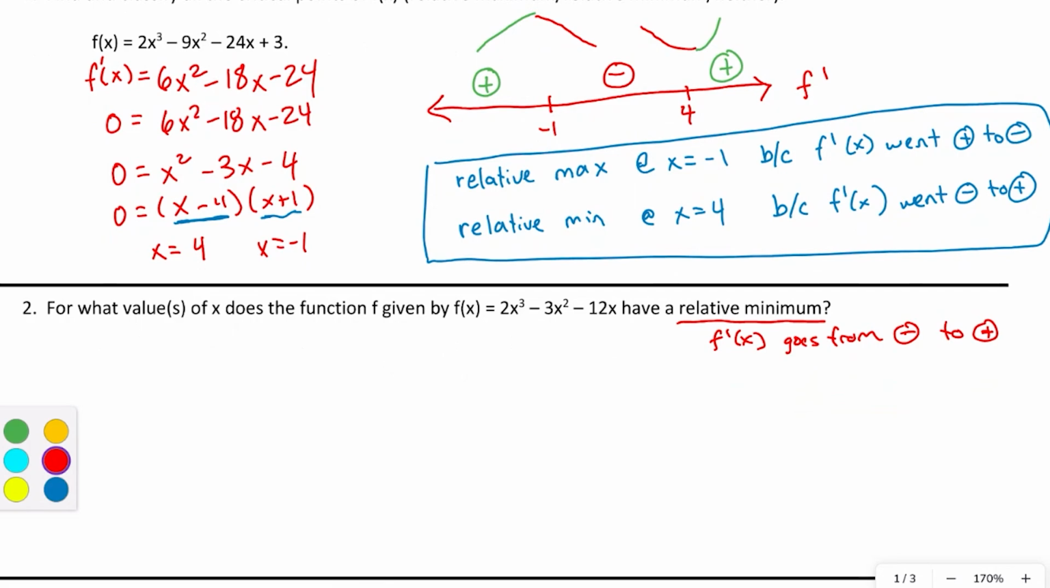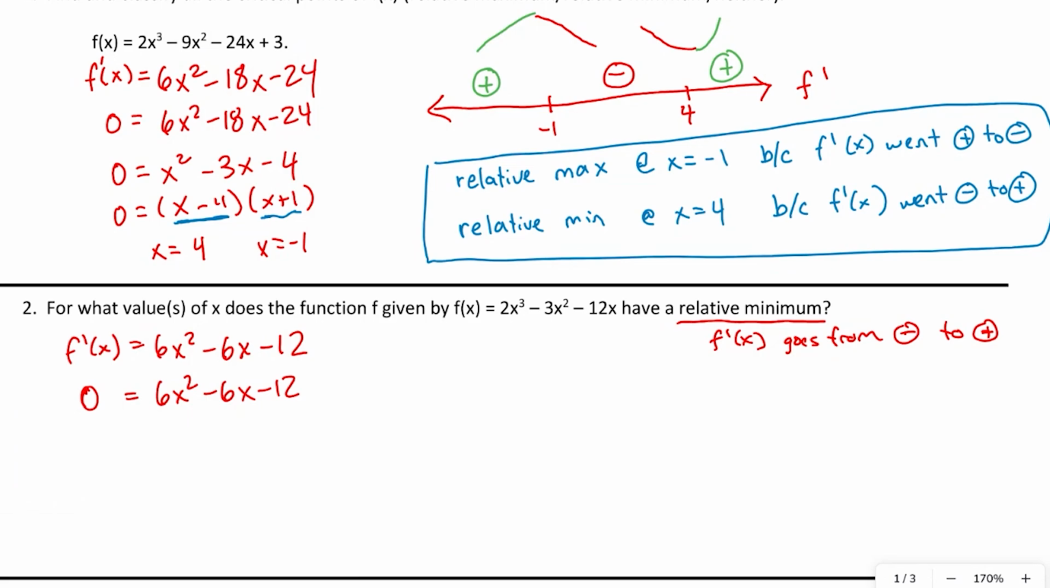First, find the derivative. So f prime will be 6x squared minus 6x minus 12. Let's set it equal to 0 first, and then divide everything by 6 so we can get the algebra to work out nicely. x squared minus x minus 2. This can be factored as x minus 2 times x plus 1, and so our two critical values are at 2 and negative 1.